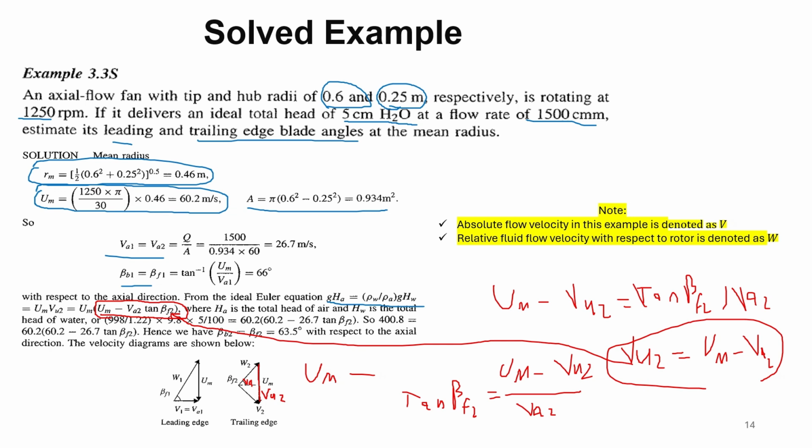Now if you get this minus V_a2 tan beta fluid 2, from this you can calculate beta fluid 2, because remember this term is also equal to g times the total head of the air, which is given here as a water head. So you need to convert this to an air head first and then multiply it by the gravitational acceleration, and then you make this equal to this. Since you know U_m, and of course you know V_a2, you can easily determine beta fluid 2 to be around 63.5 degrees.